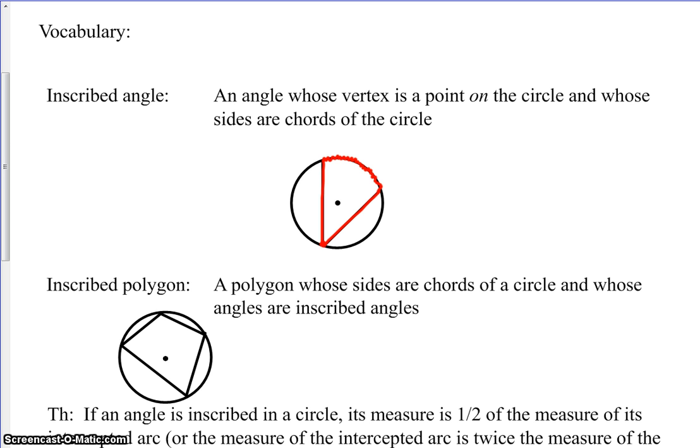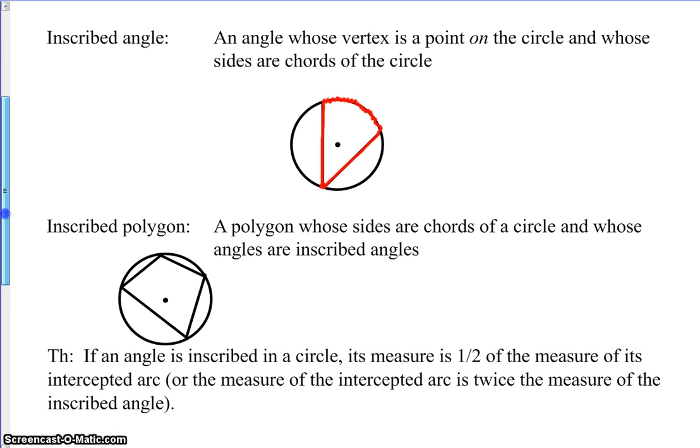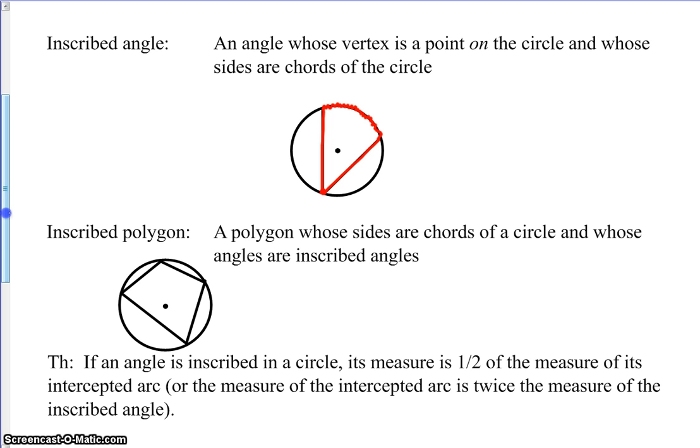An inscribed polygon is a polygon whose sides are the chords of the circle and whose angles are the inscribed angles. If an angle is inscribed in a circle, this is our first theorem. If an angle is inscribed in a circle, its measure is half the measure of the intercepted arc. Or you could also say that the measure of the intercepted arc is twice the measure of the inscribed angle.